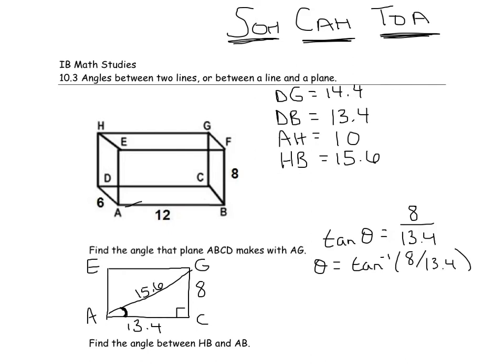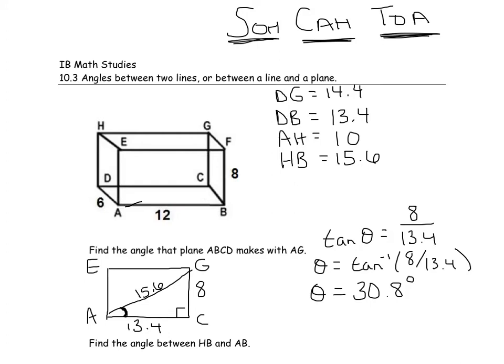Make sure you check your mode. Your mode should be in degrees. So check your mode, hit mode, go down and make sure you're in degrees. Now, it's second tangent 8 divided by 13.4. And I'll pause to let you have a try. Should get that the angle is 30.8 degrees.